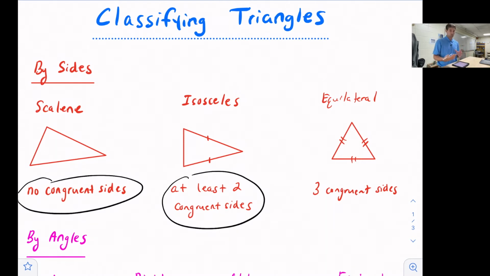So if we have more than two, as in three congruent sides like we see on equilateral, then we're going to call that an equilateral triangle, but an equilateral triangle is also an isosceles triangle as well, okay? But more specifically, three congruent sides we will call equilateral.